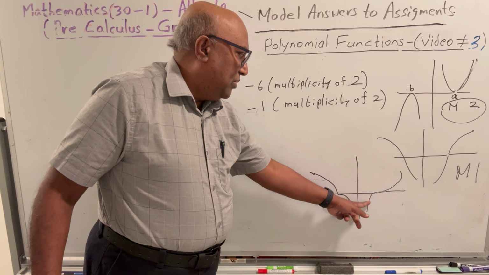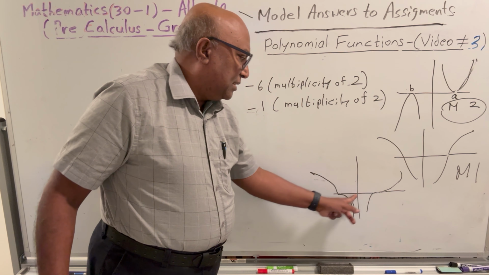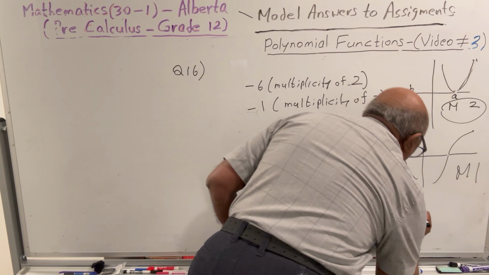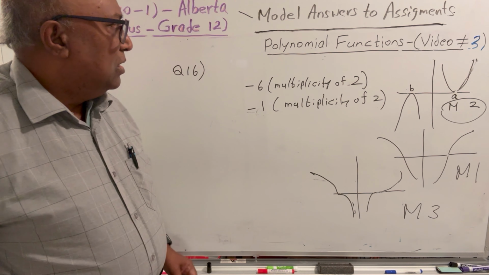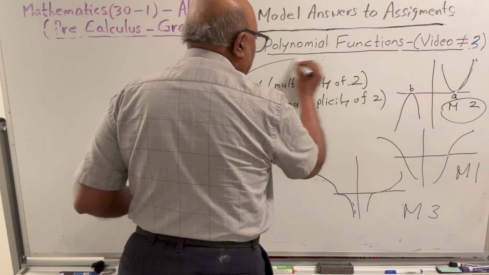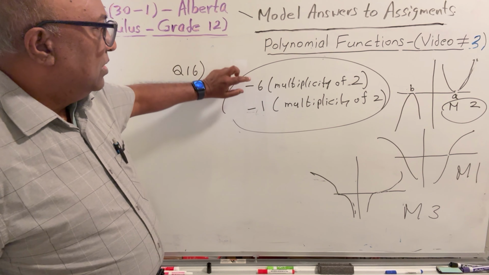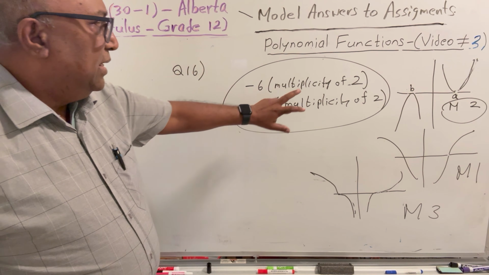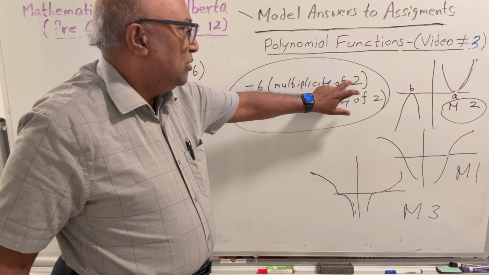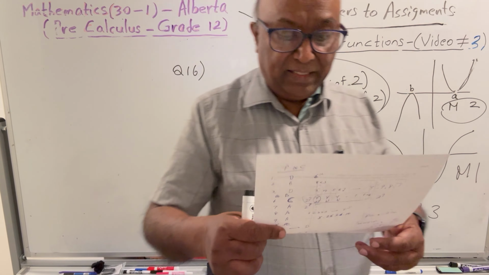If the graph touches the x-axis like this, we say the multiplicity is 3. Now in the given question, they say there is a graph whose zeros are -6 and -1. Then the multiplicity of those points would be 2. Out of the options, let's read this one.